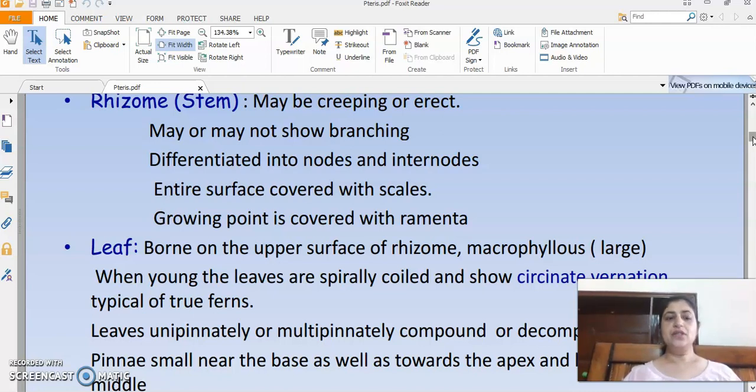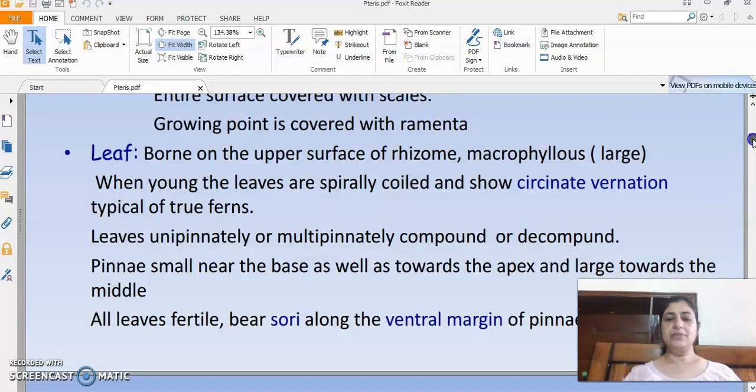So the leaves here are unipinnately or multipinnately compound, or they are decompound, and the pinnae are small near the base as well as towards the apex, but they are large towards the middle. Right? So all leaves are fertile. Fertile means they are bearing sori, and sori are borne along the ventral margin of the pinna, except the apices.